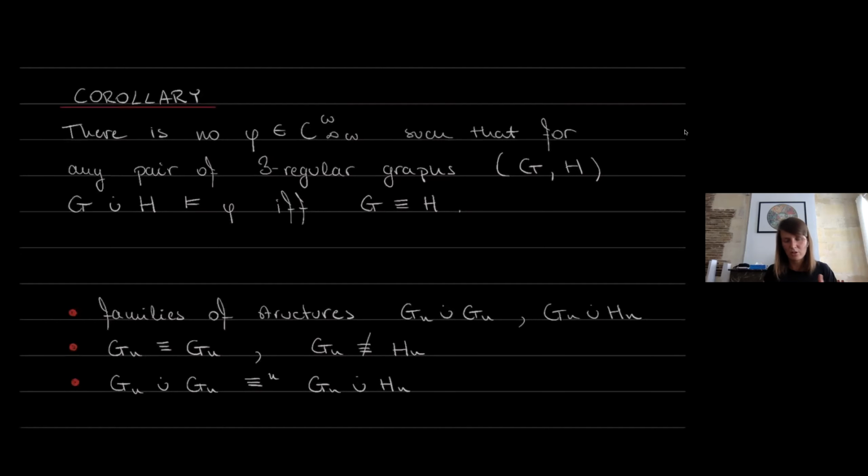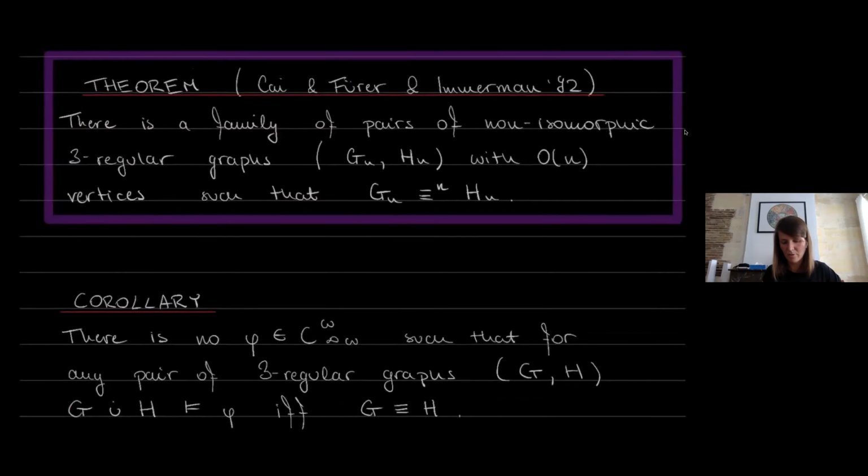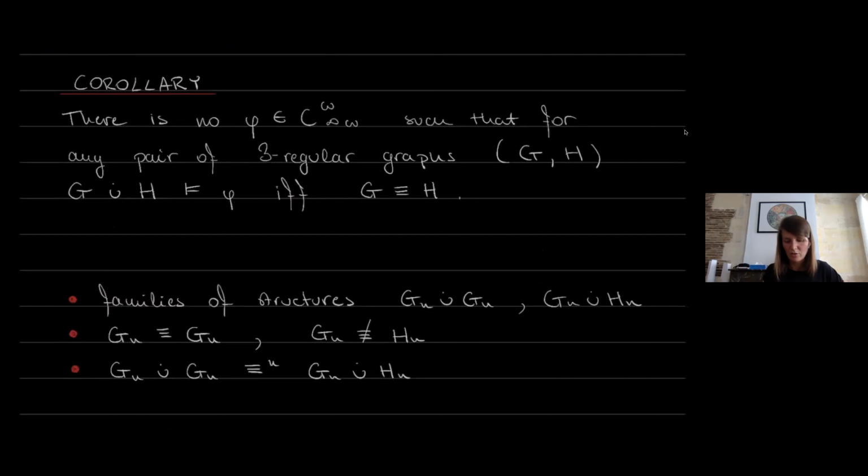Because we can take two families of structures. By Gn and Hn, I mean the graphs from the theorem. One family of structures would be the disjoint union of Gn plus Gn, and the second family would be the disjoint union of Gn and Hn. Indeed, the first family satisfies the property, meaning that the graphs are isomorphic. The second family does not satisfy the property. The graphs are non-isomorphic, as in the statement of the theorem.